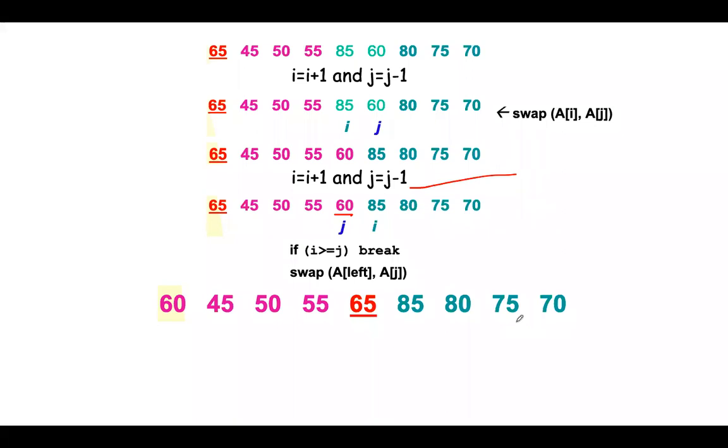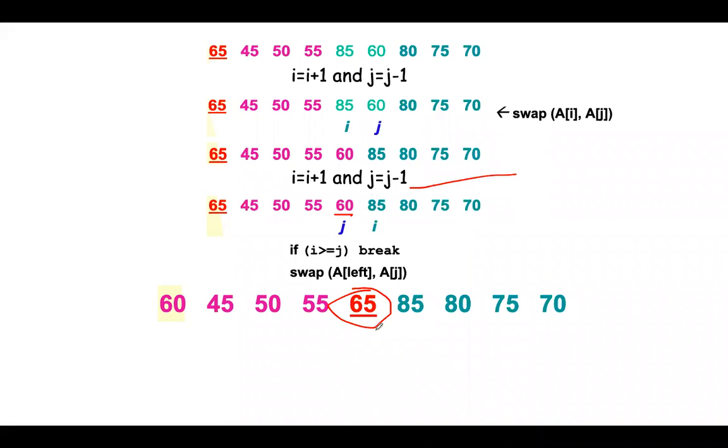See, 65 was our pivot element, and it has reached a part of the array where left side elements are less than 65 and right side elements of the array are greater than 65. Is it clear? So we can say that 65 has reached its position in the array.